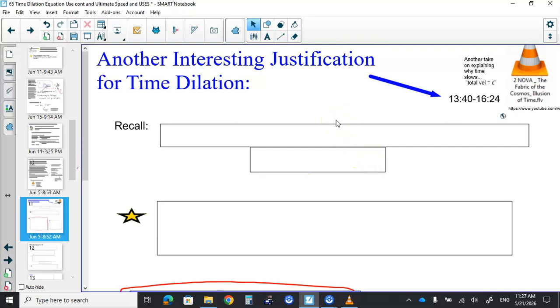The other thing I want to show you is really cool here, the other justification for time dilation itself. So let me get that queued up.